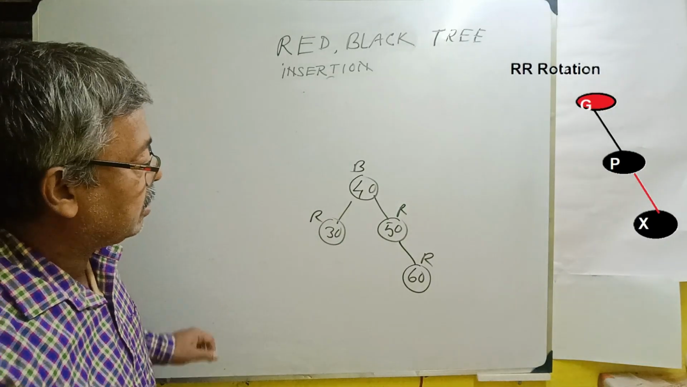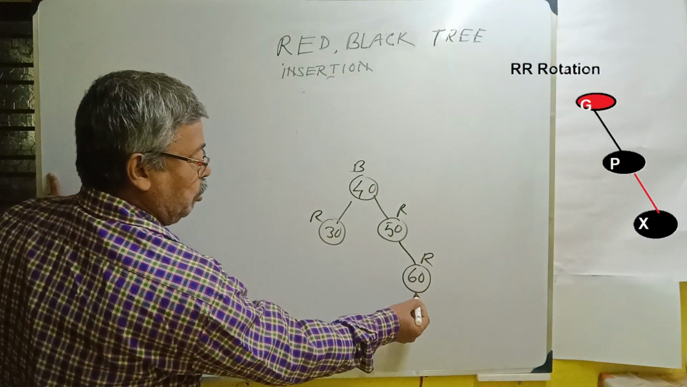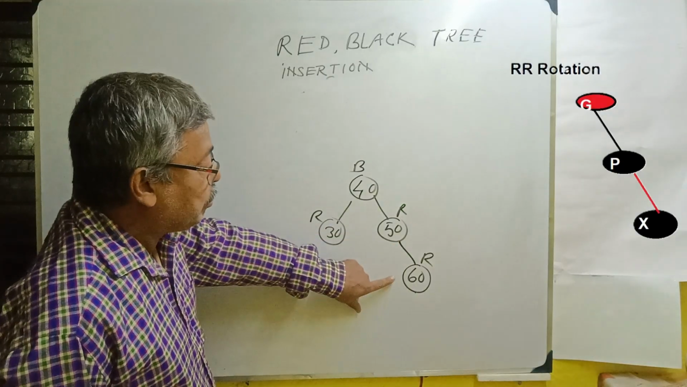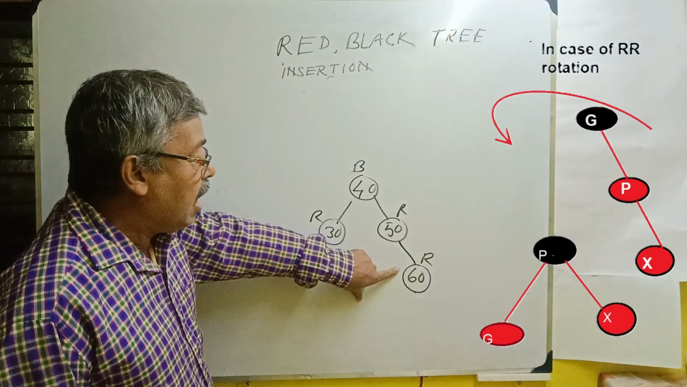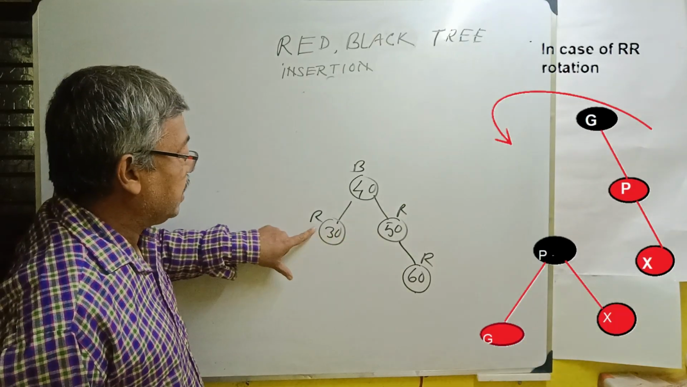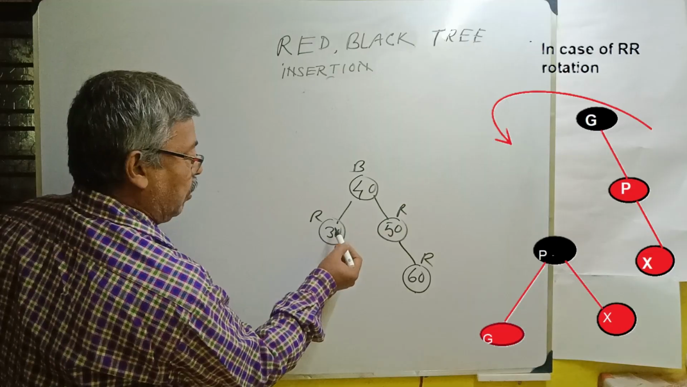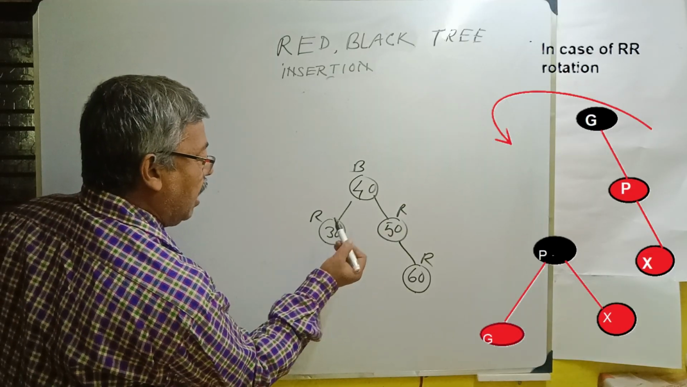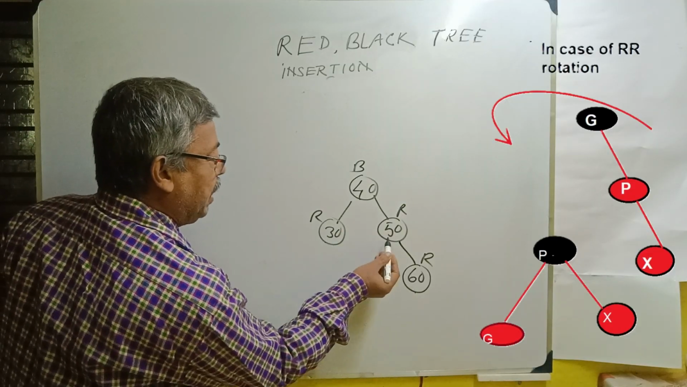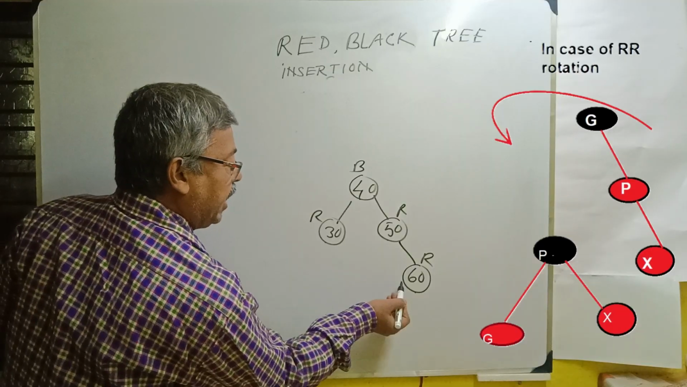So how is this problem resolved? The problem will be resolved in this way: we have to see the uncle of 60. The uncle of 60 is 30. 50 is the parent, 40 is the grandparent, and 30 is the uncle of 60, because 30 is the sibling of 50.